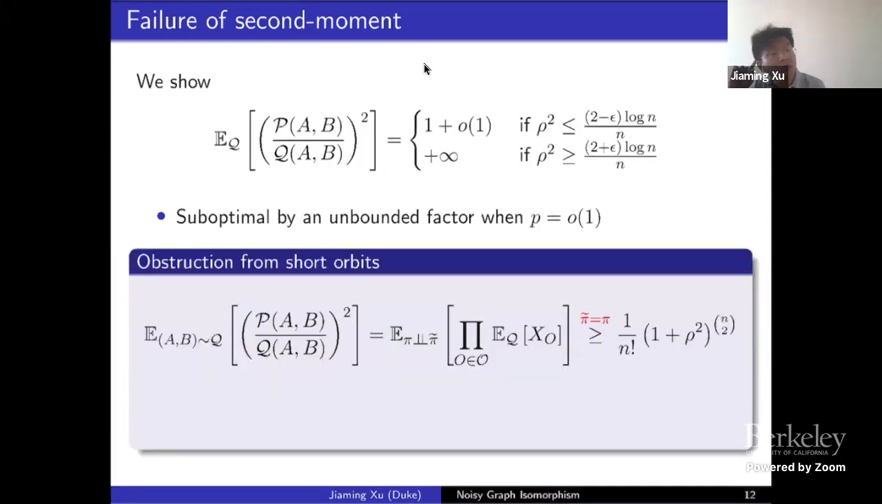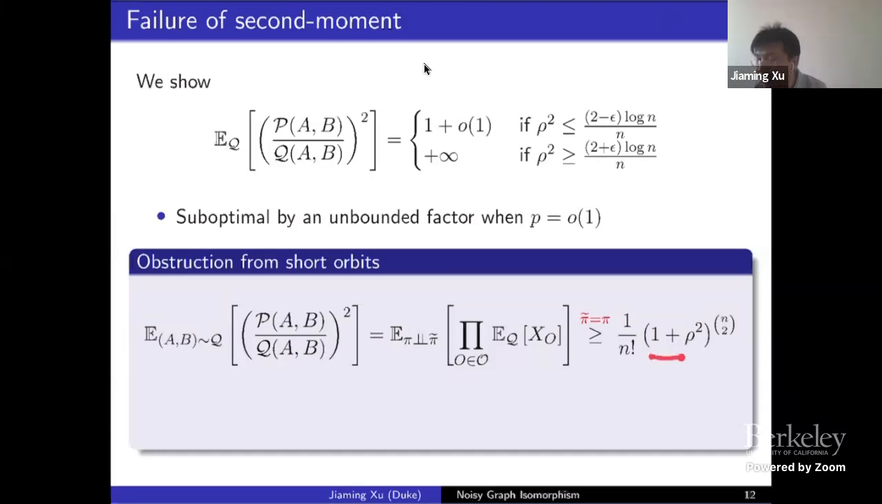To do that, we need to understand what causes the second moment to blow up, even though the total variation distance remains small. It turns out that the second moment blows up due to an obstruction from these short orbits. One easy way to see this is to consider the lower bound by considering the scenario that the 2 independent permutations pi tilde and pi coincide with each other. This happens with a very small probability, 1 over n factorial. But when this happens, the edge permutation just reduces to n choose 2 fixed points.